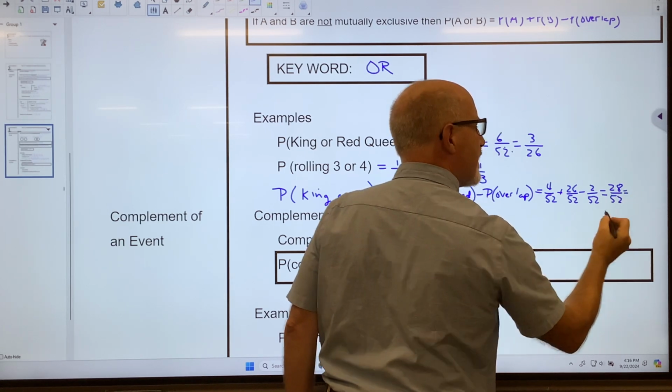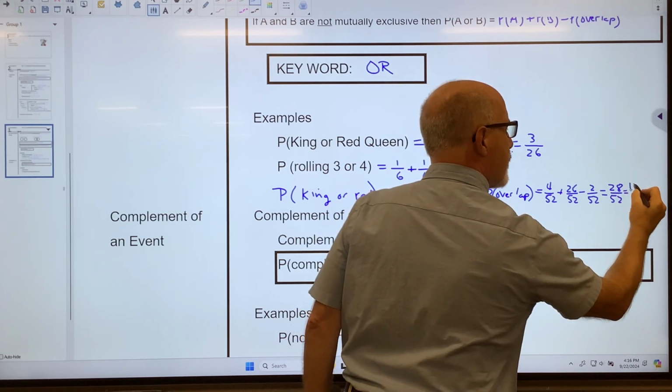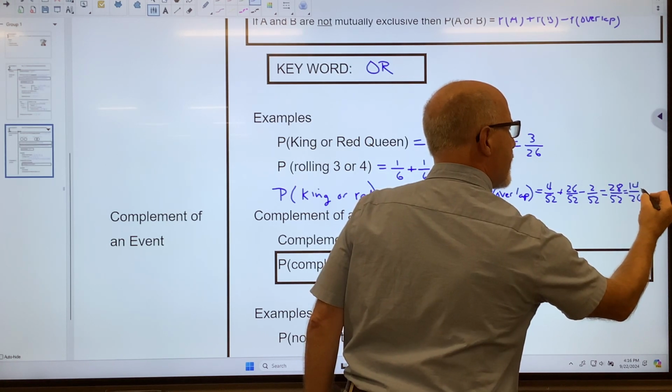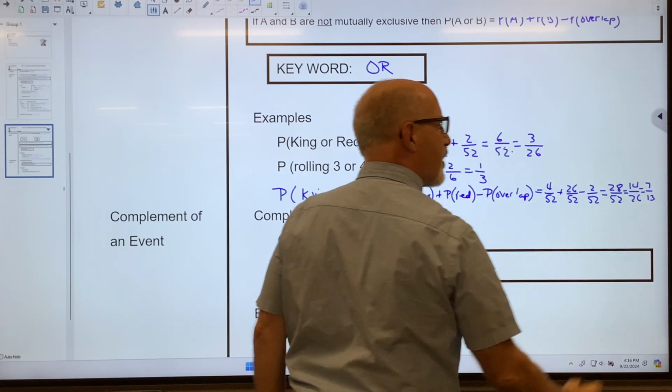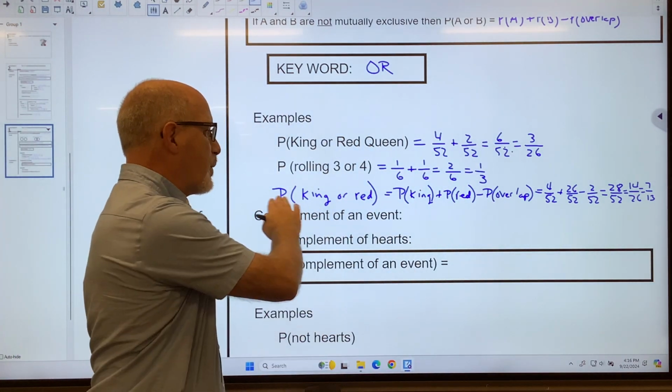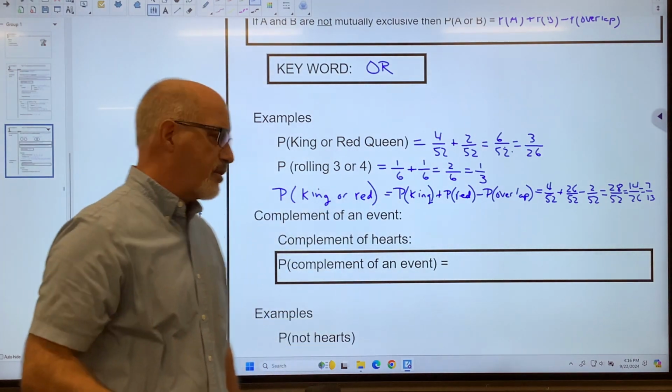Taking out a 2 out of that, and we're going to have this be a 14 out of 26. I guess we can take another 2 out, so we'll have a 7 out of 13 for our final probability. So this is when they're not mutually exclusive.